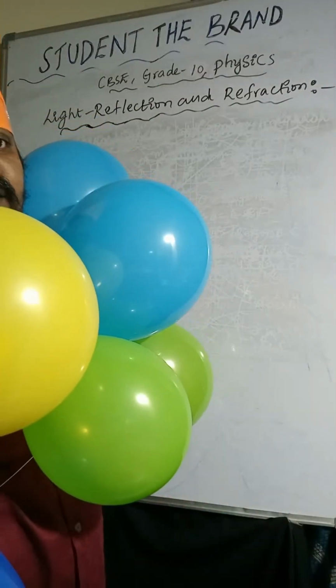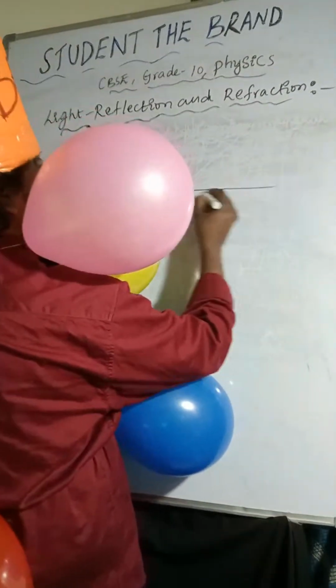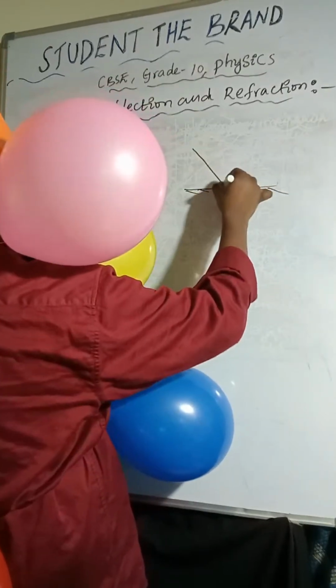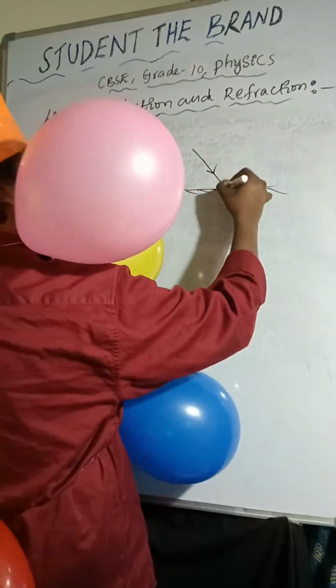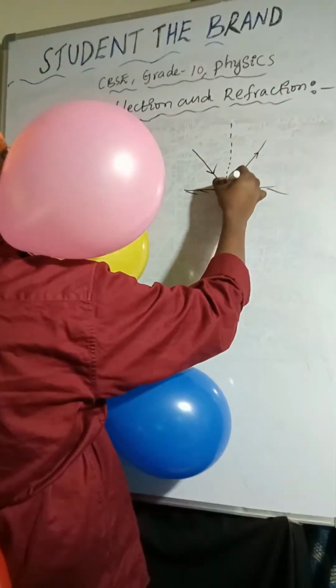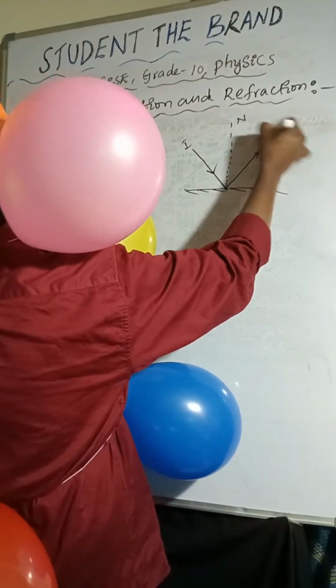The light incident on the surface. Here I am taking a plane surface, with the incident ray and the reflected ray. This is the reflected ray. The line which is perpendicular to the surface is called the normal line. So: incident ray, reflected ray, normal line.